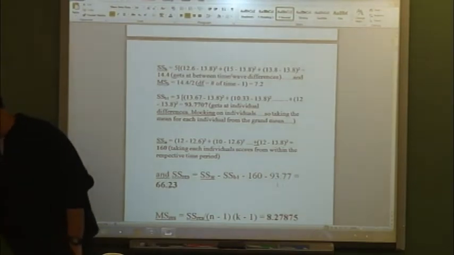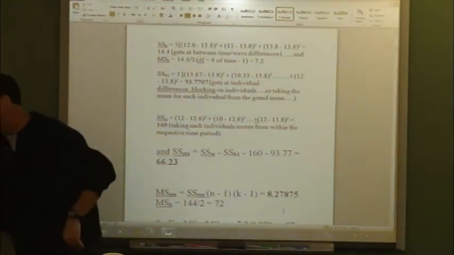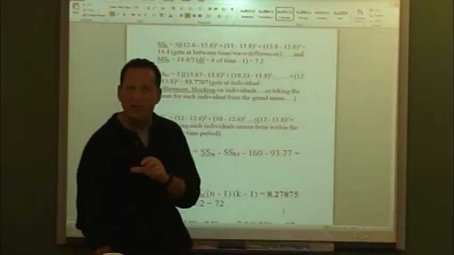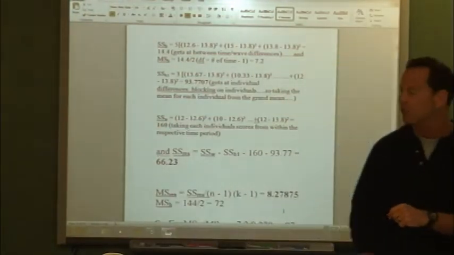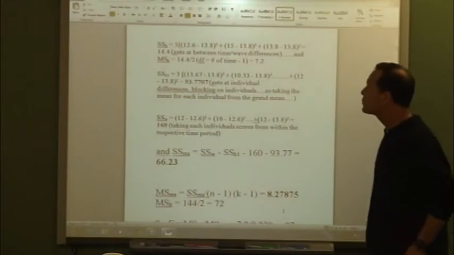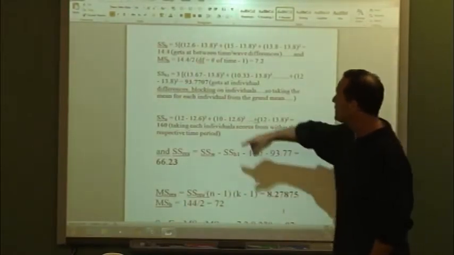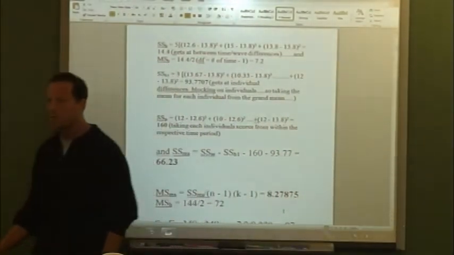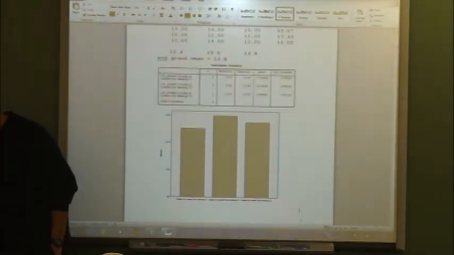The sum of squares of B1, and this is where it deviates a little from how you did the math in 602.1, but it's still going to give you the same answers. This gets at individual differences. Do you see that 13.67 right there, everybody? Where did I get that from?